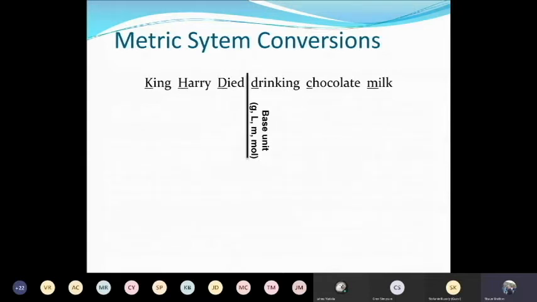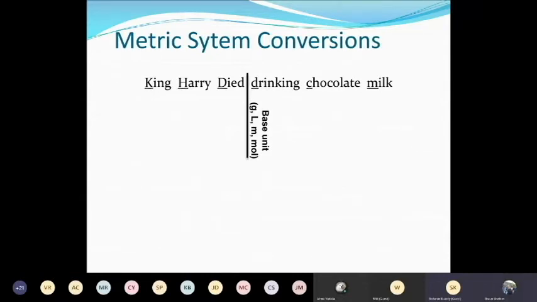Now this is a chart. King Harry died drinking chocolate milk. This is a mnemonic that I've been using for a long time. How many have seen this before somewhere else? Yeah, I've seen it before. Has anybody never seen this before? I've never seen this. I've seen something similar in biology class many years ago, where they were doing abbreviations for the different types of species, but I've never heard this one before.